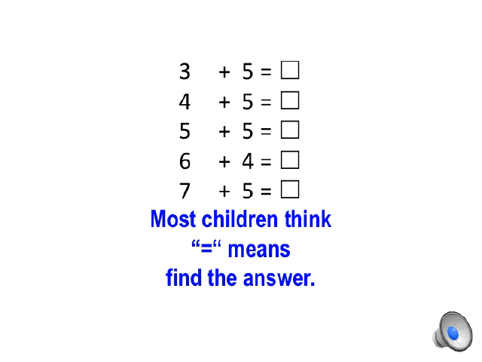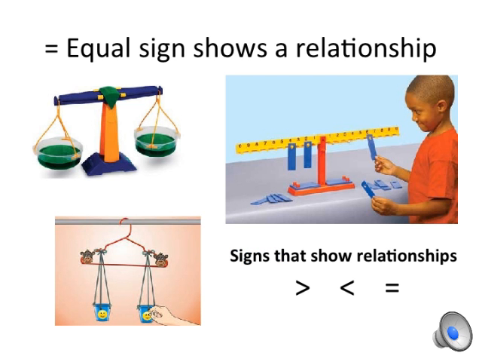We use the equal sign all the time. What does this symbol show? Think about it. What does it mean? The equal sign shows a relationship. The equal sign means that there is a relationship between the quantities on either side of the equal sign.